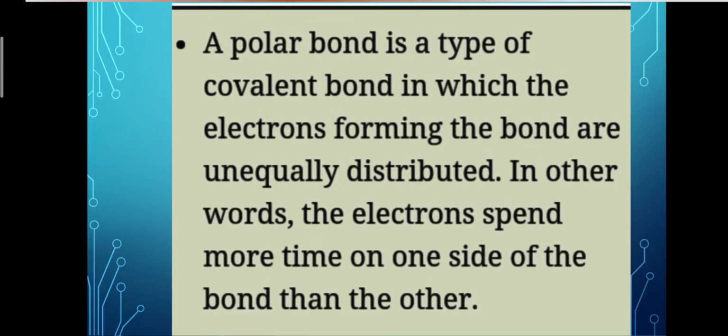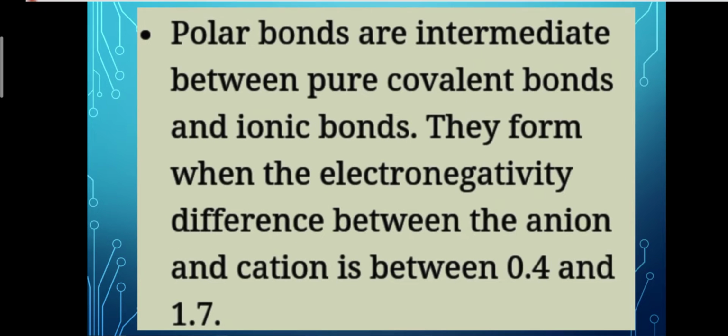Our today's topic is about polar covalent bond. A polar bond is a type of covalent bond in which the electrons forming the bond are unequally distributed. In other words, the electrons spend more time on one side of the bond than the other. Polar bonds are intermediate between pure covalent bonds and ionic bonds.